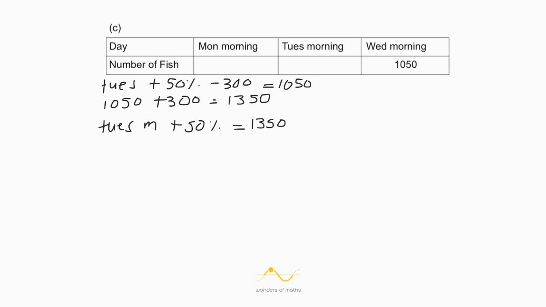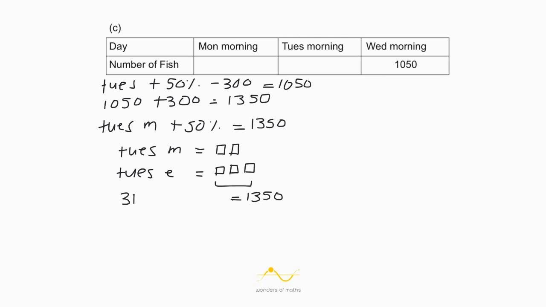1,350. Let's say that Tuesday morning is equal to 2 blocks. Half of 2 blocks is 1 block. So when we add that back on, we get our block value for Tuesday evening, which is 3 blocks. These 3 blocks are equal to 1,350. If 3 blocks equal 1,350, then 1 block is equal to 450.